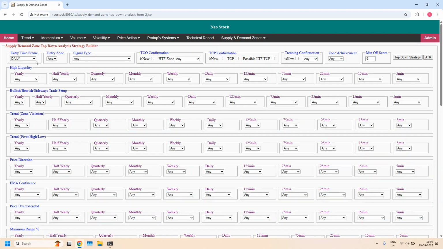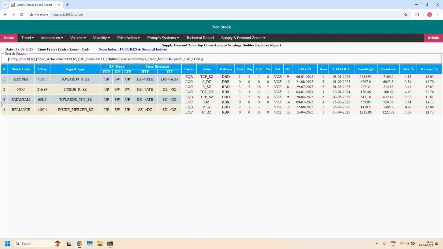Starting with monthly income trade, entry time frame daily, entry zone demand zone, bullish, bearish, sideways. At daily I am selecting sideways long. Zone achievement violated opposing zone, minimum odd enhancer score 11 for sideways. Let's filter. We got 4 stocks and ignore this pierced zone. Use it only for pierced zone strategies. But remaining 3 stocks are supporting sideways long trade setup for monthly income trade.